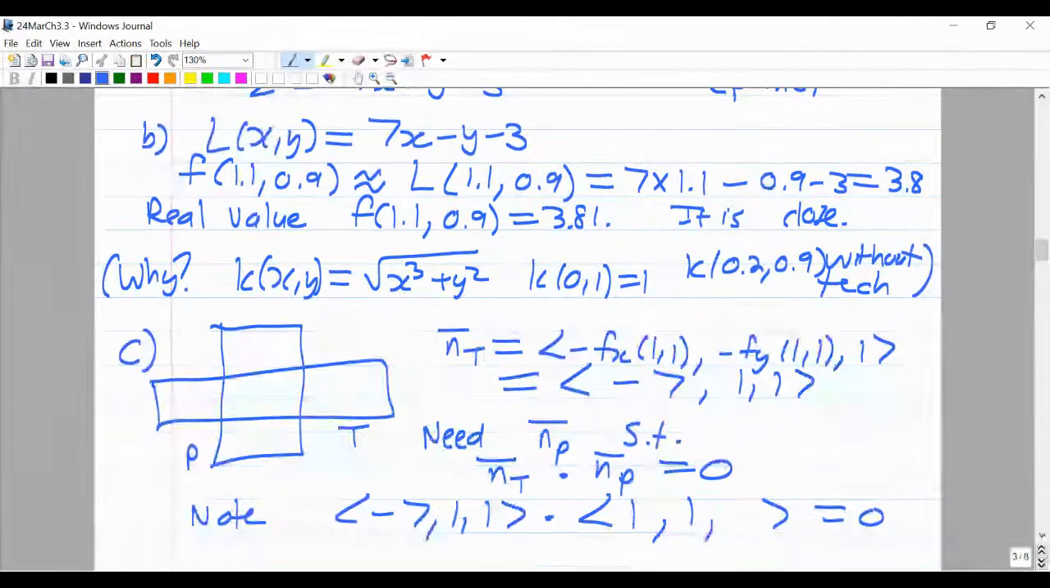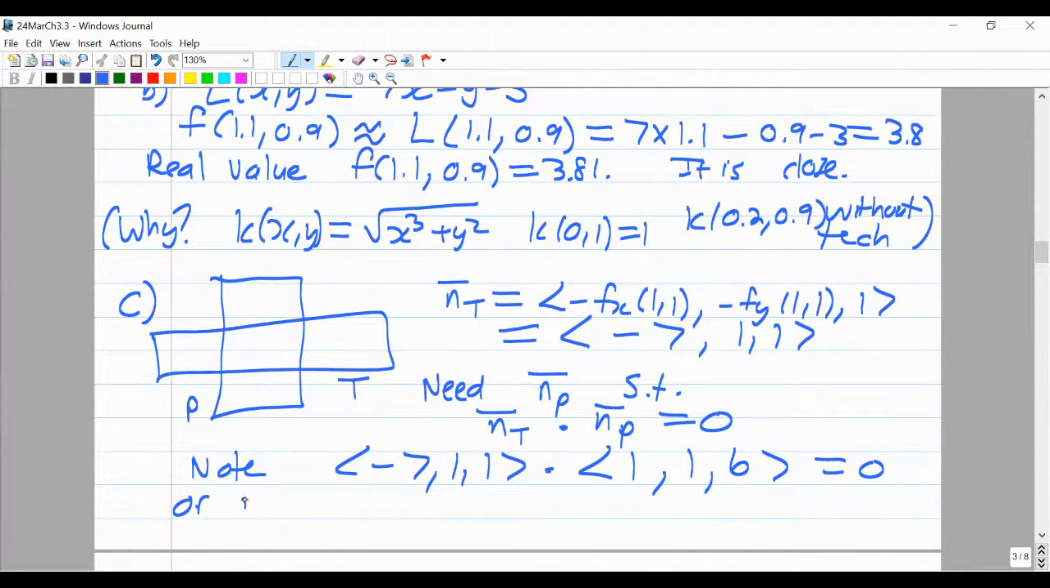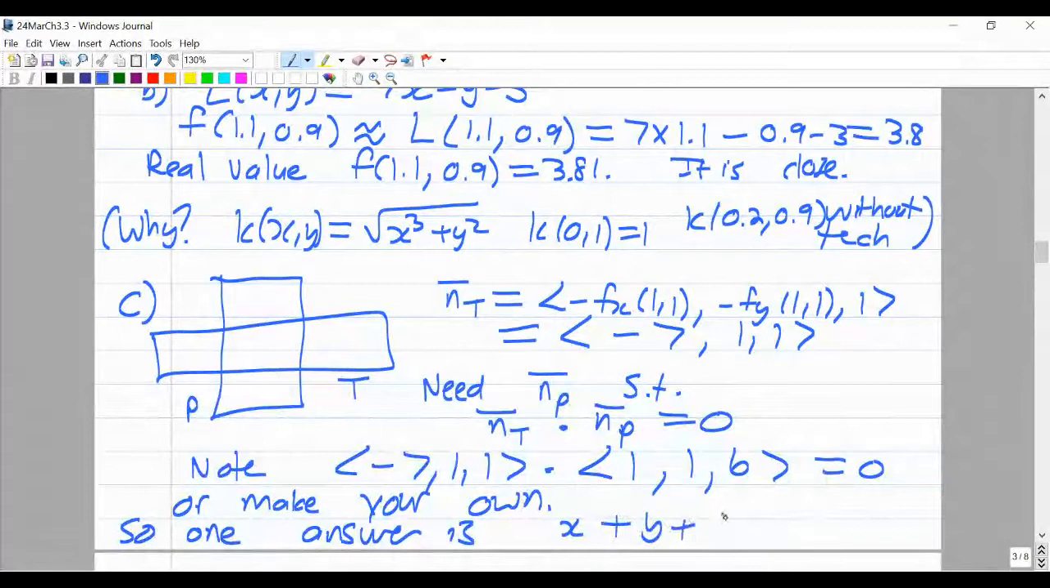So, or make your own. All right, so I've just made one. You can make your own. Just make sure that the two normals, if you dot them, that's equal to zero. So I will say, so one answer is x plus y plus 6z equal to 2022. Are there any questions on this problem?